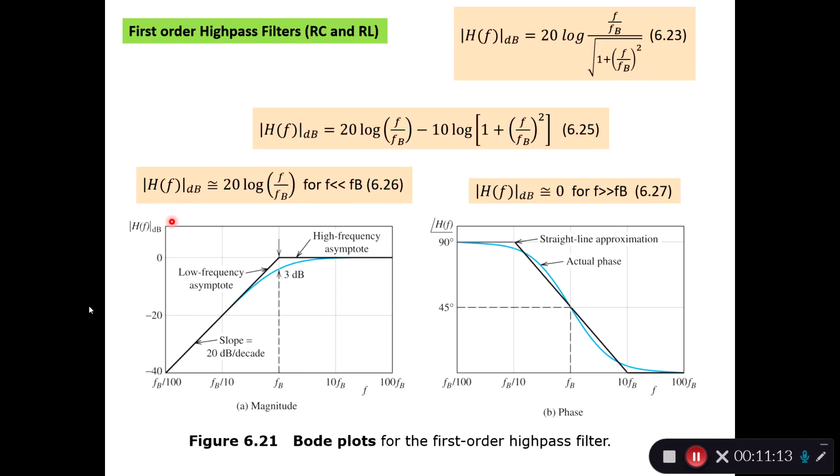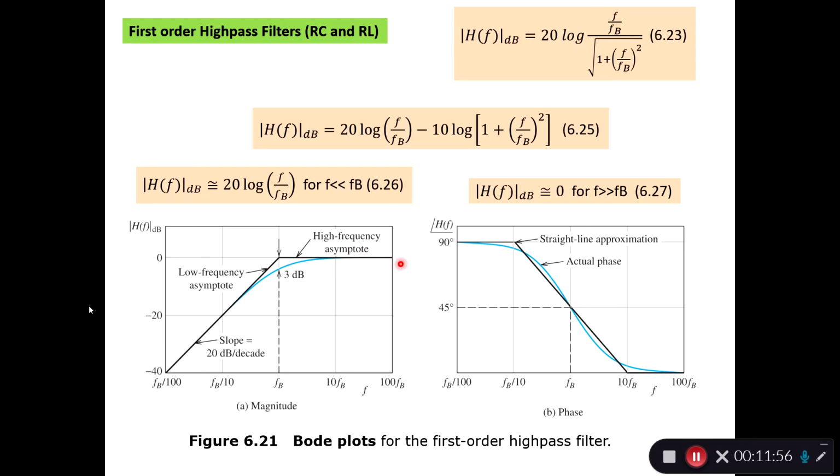And when we look at it, we can see for frequencies that are very low compared to the break frequency, we have an approximation of 20 log of f over fb. So it comes up from a very small number until we reach the break frequency. On the other hand, for frequencies that are higher than the break frequency, we actually have 0 dB, meaning Vin and Vout are equal. So there's no change here.